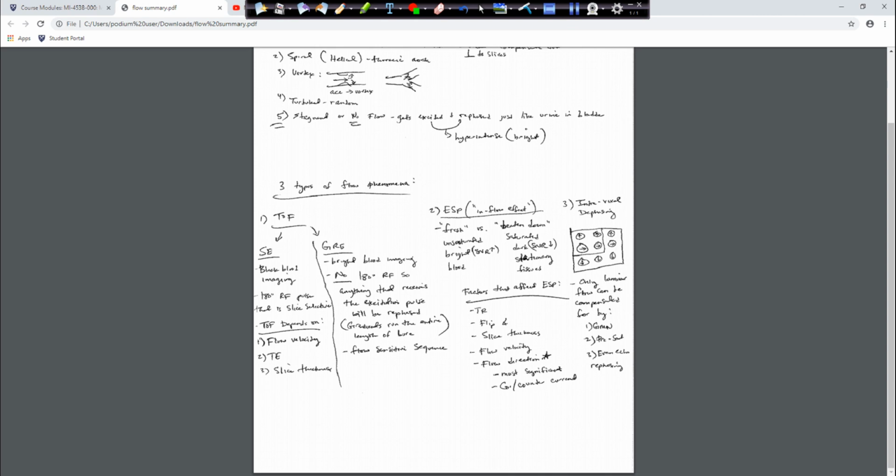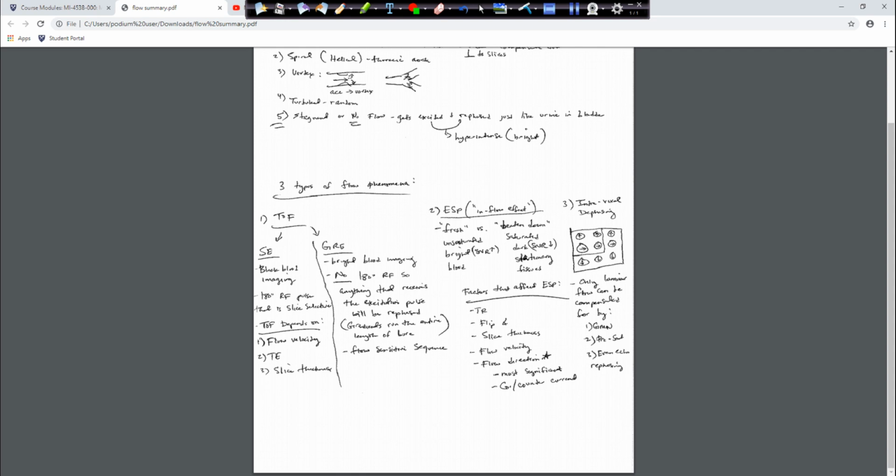And then we talked about our third flow phenomena, which we briefly discussed, and that was intravoxel dephasing. We have different tissues at different phase shifts. And if we have, say, a larger voxel, we're going to have different phases with those particular tissues, and that's going to decrease our overall signal. But if we have a smaller voxel, we'll get less intravoxel dephasing.